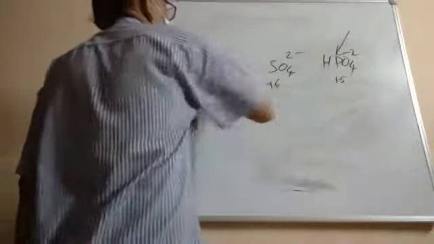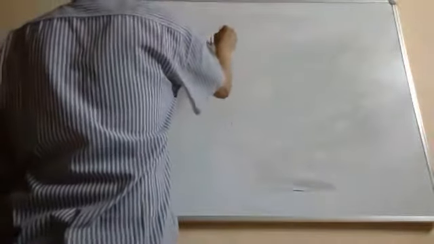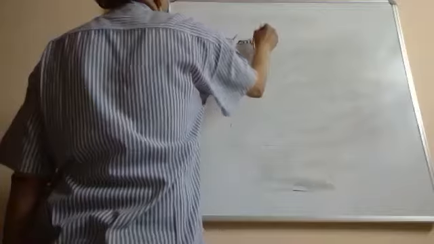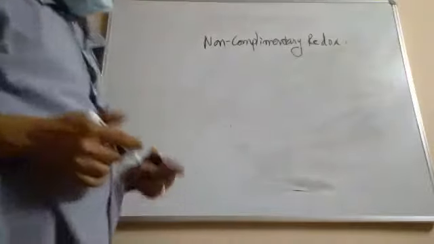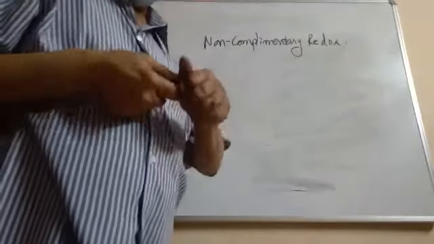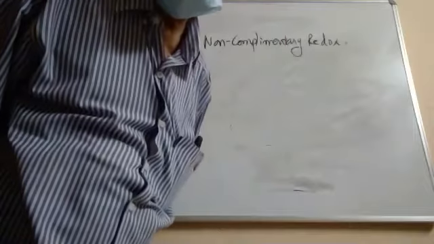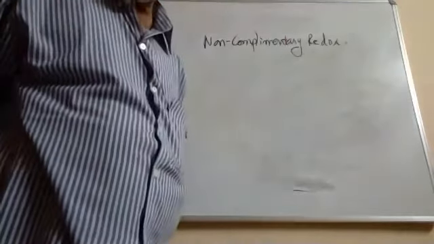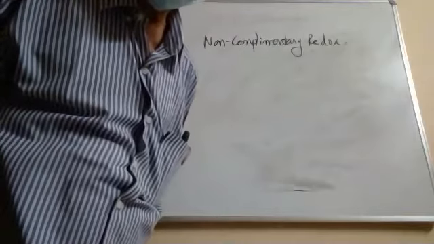All right. Next topic is what we call non-complementary processes. In general, non-complementary redox processes are slow. But before we answer why, we need to know what exactly is a non-complementary redox process.